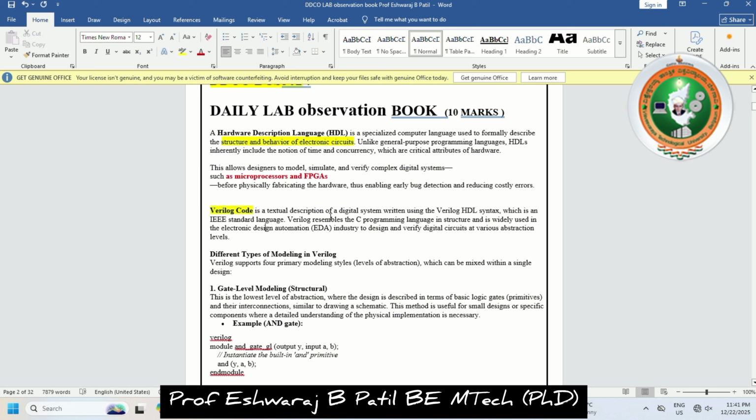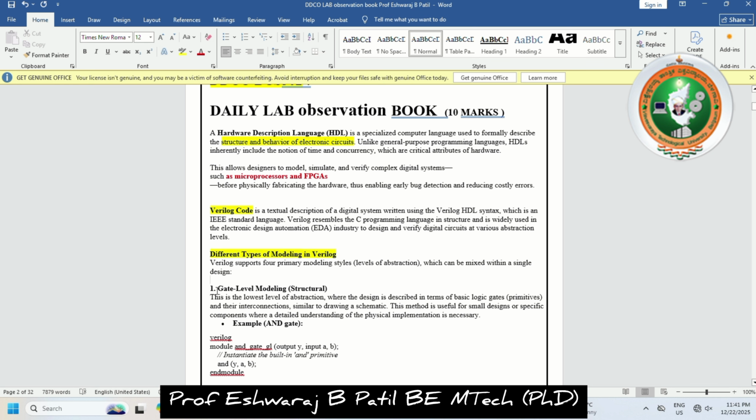Verilog code is used as a textual description of the digital system design. It is a textual description of the digital system written with the help of Verilog HDL syntax, which is an IEEE standard language. Verilog resembles the C programming language. It is widely used in electronic design automation, mainly in industry, to design digital designs and verify digital circuits at various abstractions.